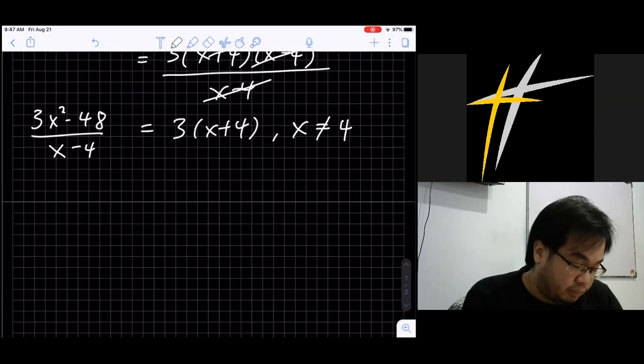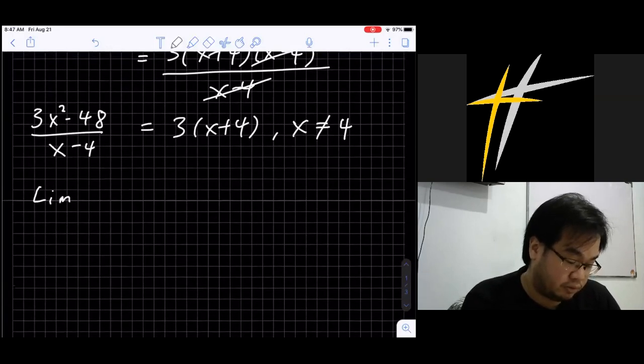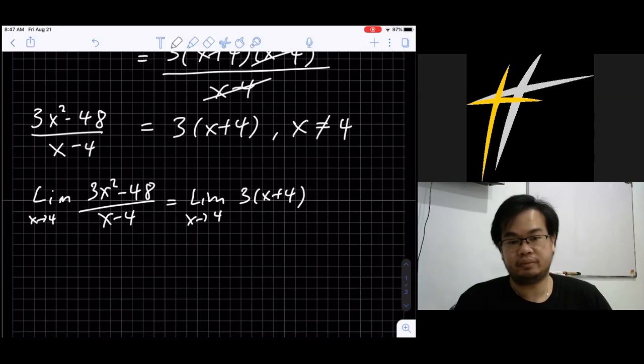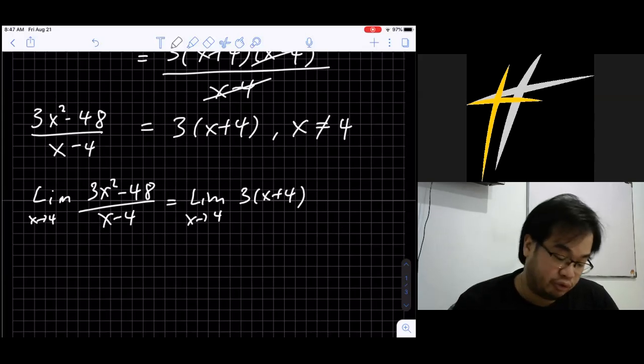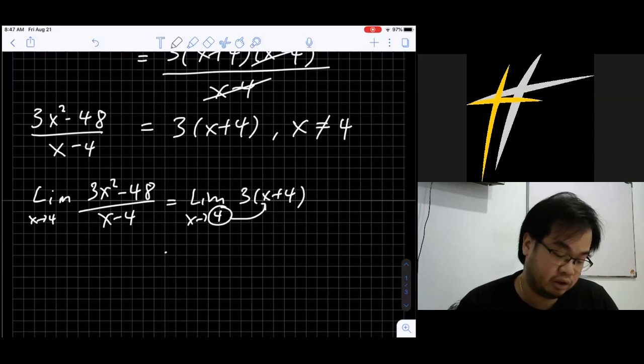Now, when we talk about the limit of (3x squared minus 48) over (x minus 4) as x approaches 4, it is equal to the limit as x approaches 4 of 3(x plus 4), right? Now, if we substitute 4 here, it's equal to 3 times 8, which is 24. It's the same.